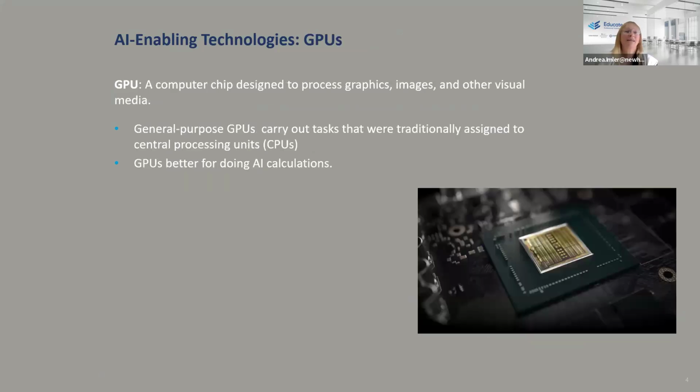A second technology for AI is we need graphical processing units. Central processing units just cannot handle the AI components.